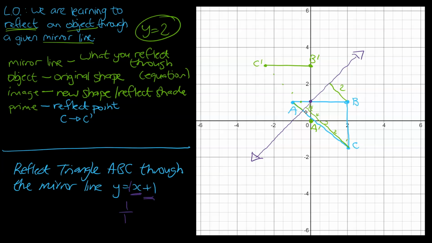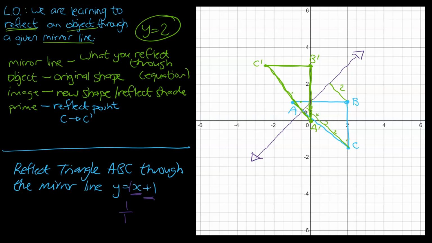So we go from C to B, which, yep, if you have a look, it does appear to be the reflection of B and C there. We then go down to A down there, and then from A we can join up with C as well. And that there's the reflection of our triangle ABC.